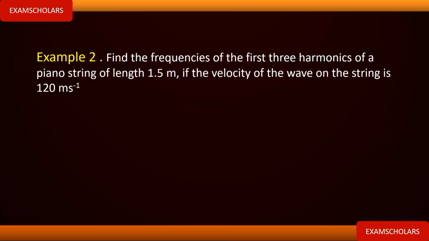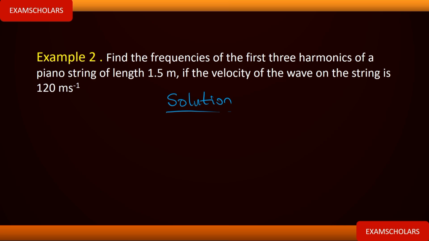Now let's solve the second question, which is: find the frequencies of the first 3 harmonics of a piano string of length 1.5 meter if the velocity of the wave on the string is 120 meter per second. How do we solve this question very fast? We're asked to find the first 3 harmonics of a piano string. You are given the length, which is 1.5 meter, and the velocity of the wave, which is 120 meter.